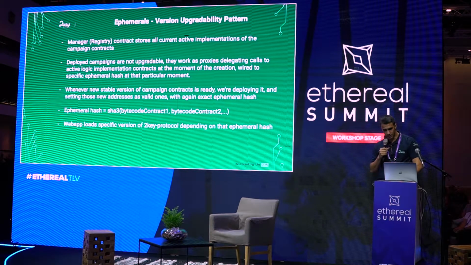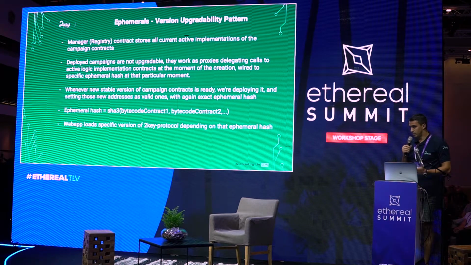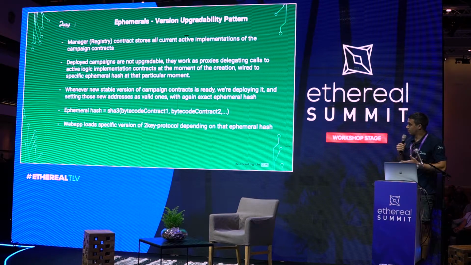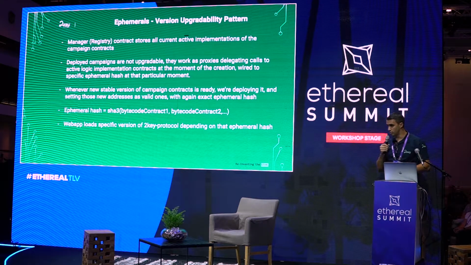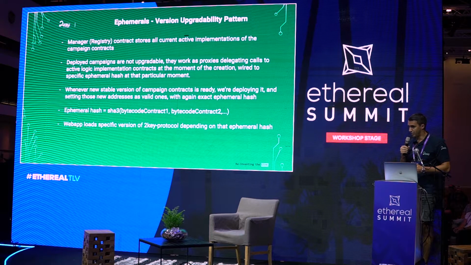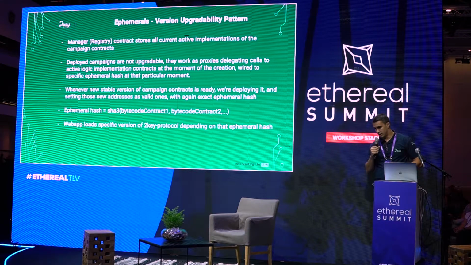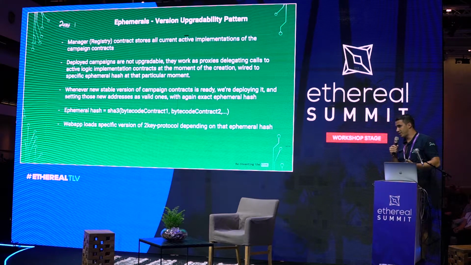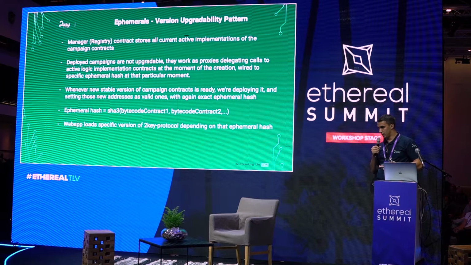Just to mention the ephemerals, all their versions are stored in the manager, which is the 2-key singleton registry contract I mentioned in the slide below. Deployed campaigns, deployed ephemeral contracts, are not upgradable. They work as proxies, which delegate the call to the active logic implementations at the moment of the contract creation, which will be wired to a specific ephemeral hash at that particular moment. And whenever a new stable version of a campaign is ready, as I've been explaining, since we want to continuously update our system and bring new features, it will just set new addresses as valid ones, and every campaign created after that moment will use the latest implementation, which will follow the ephemeral hash.